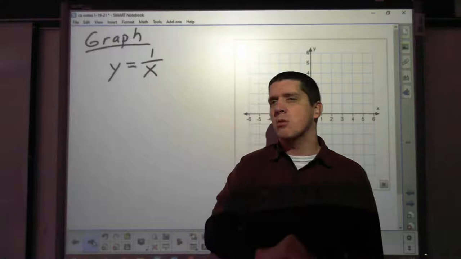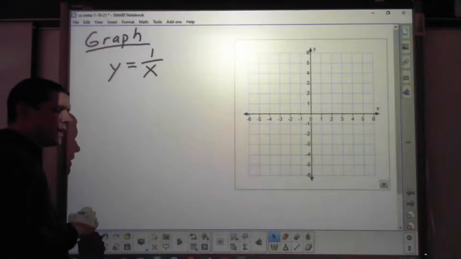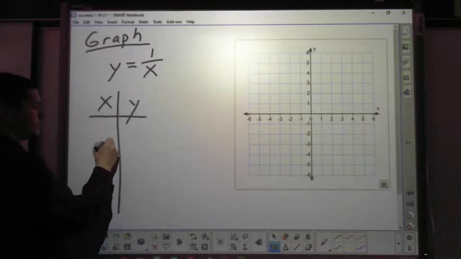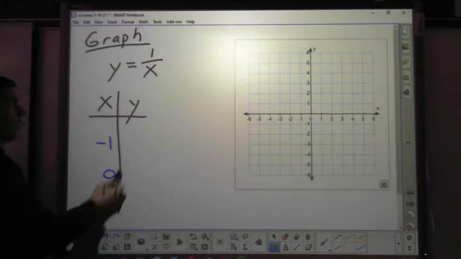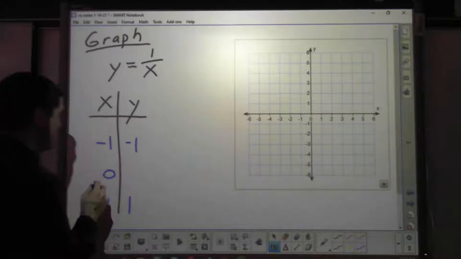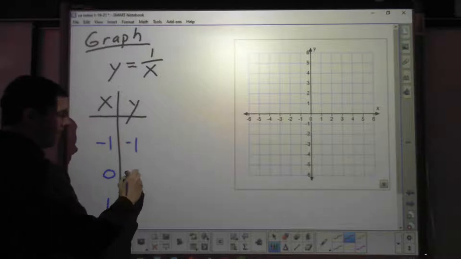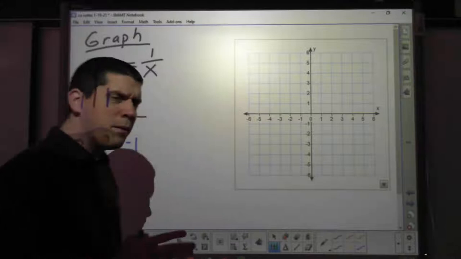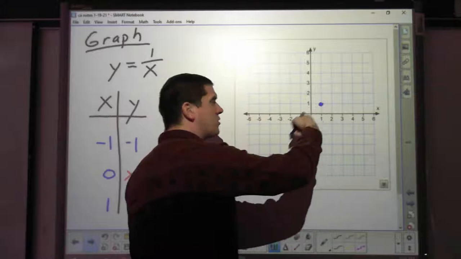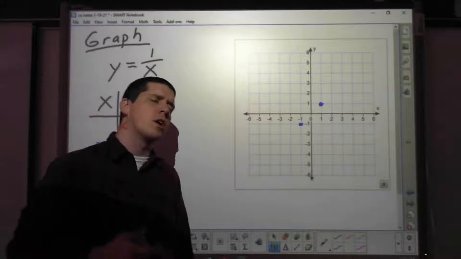So with that in mind, let's take a look at what this graph looks like. We'll start with our xy chart, and we'll start with Mr. King's favorite points: -1, 0, and 1. When I plug in 1, 1 over 1 is simply 1, not a big deal. When I plug in -1, 1 over -1 is -1. Here's where it gets interesting, because when I plug in 0, 1 over 0, uh-oh, I can't have 1 over 0. So by not being able to have 0, I've got a point here and a point here, but those definitely aren't connected because there's a gap in these numbers. So we're going to have to take a look at some other numbers.